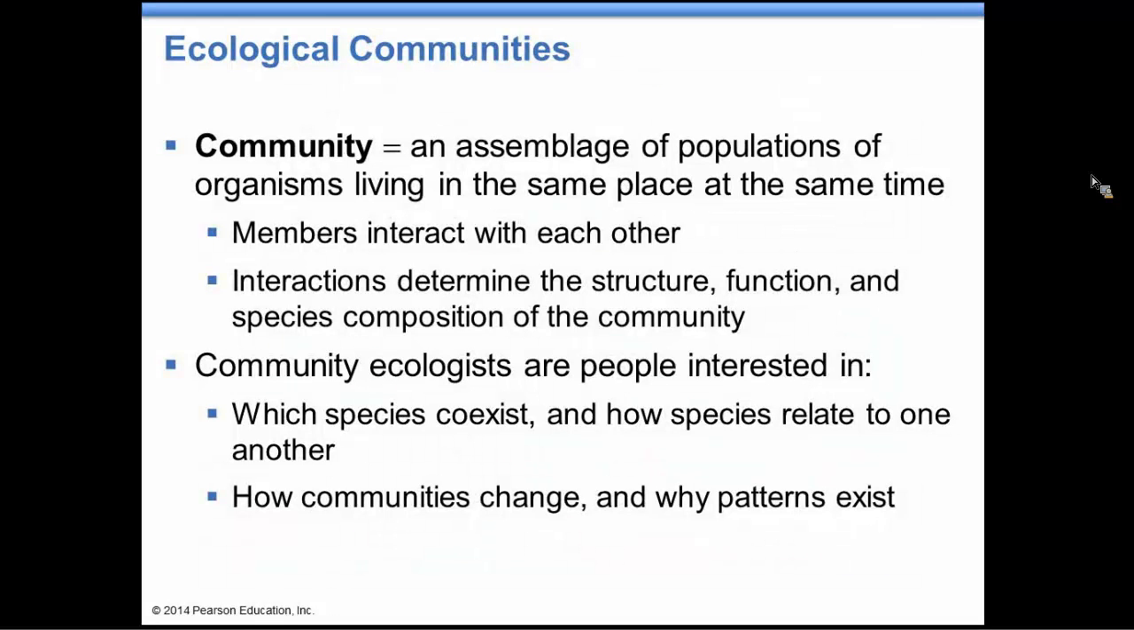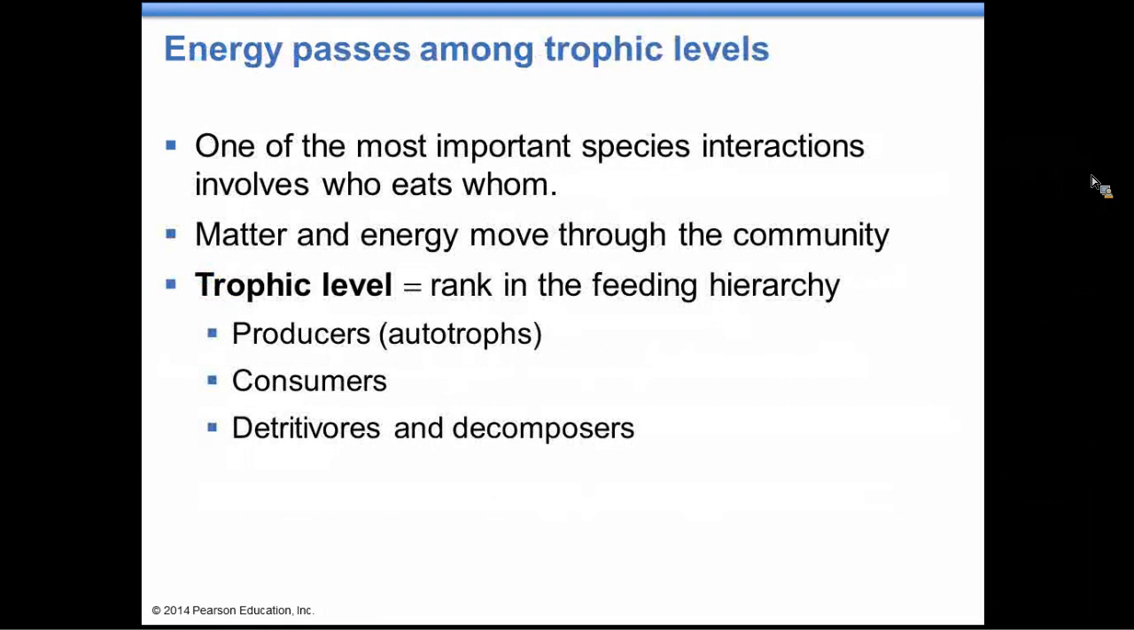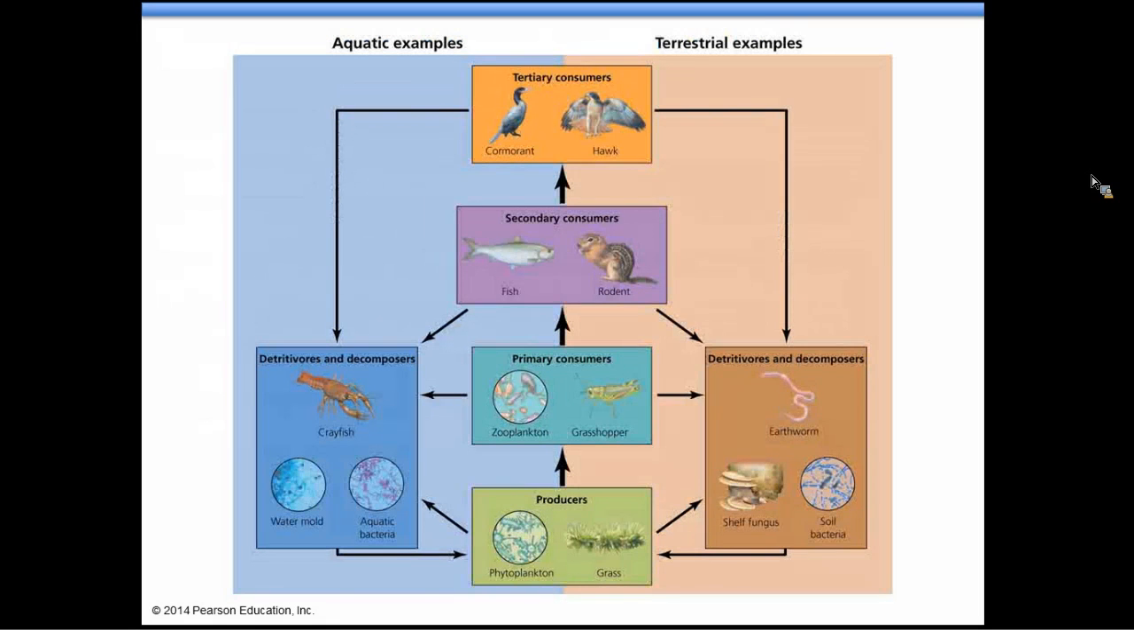So, ecological communities. Again, a community is just a variety of populations of organisms living in the same area at the same time. And energy passes through the trophic levels of a community. As organisms feed on one another, matter and energy move through the community from one rank in the feeding hierarchy, or trophic level, to another.